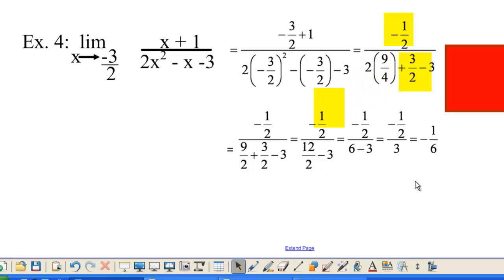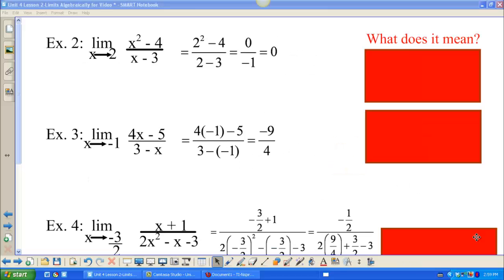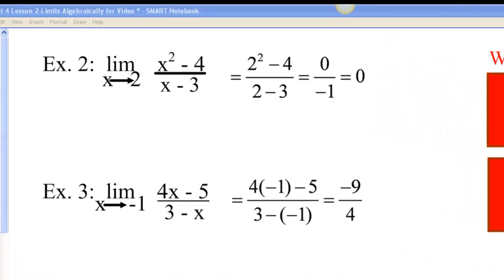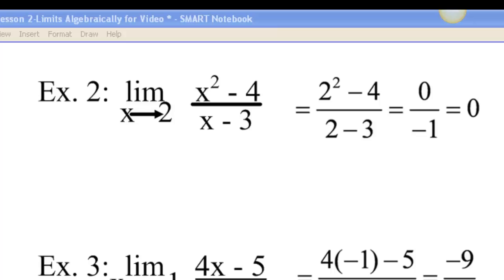9/4 times 2 gives me 9/2. 9/2 plus 3/2 is a nice 12/2, which gives me 6. Negative 1/2 over 3 simplifies to negative 1/6. Now again, for those of you who visually need to see it, let me show you how the answers to these are true graphically. You should always look at your limits in multiple ways.